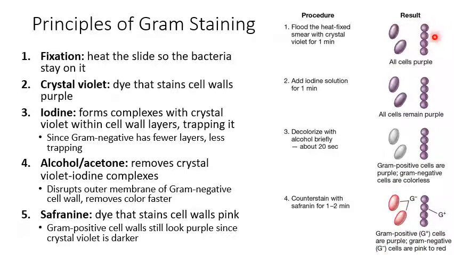Your purple ones, the gram positives, never had that purple washed away. So at the end, when you stain with safranine, they do have safranine on them, but they still look purple because it's just a stronger color and there's more crystal violet than safranine on those cells.